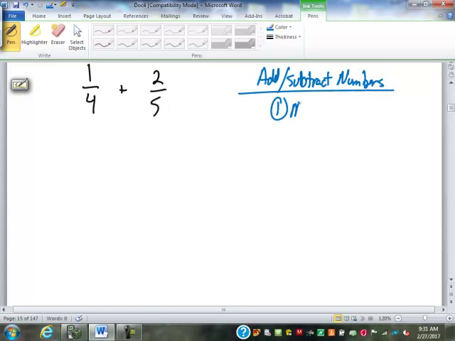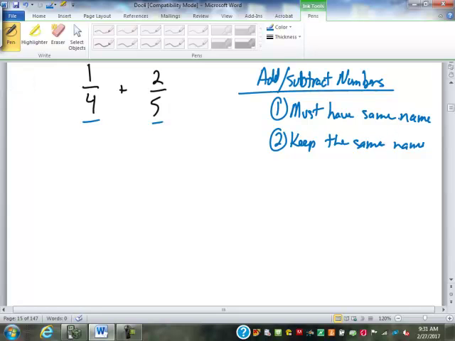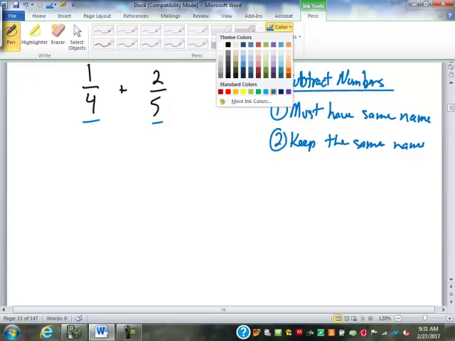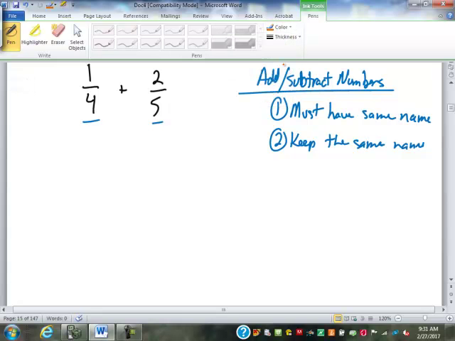One is we must have the same name. Unlike our multiplication and division where we did not need the same name, to add or subtract, we must have the same name. And for fractions, that comes down to the common denominator. Second, we're going to keep the same name. So, whereas in multiplication and division, we combine the names, for adding and subtracting, once we get that common name, that common denominator, we keep that same name.